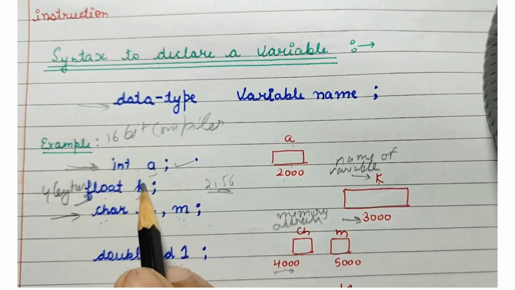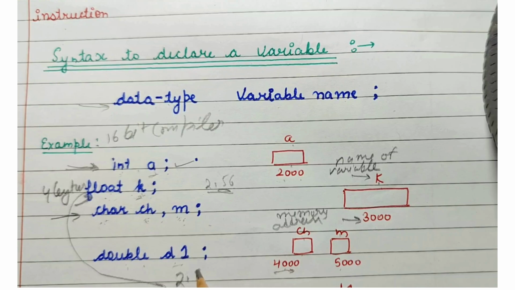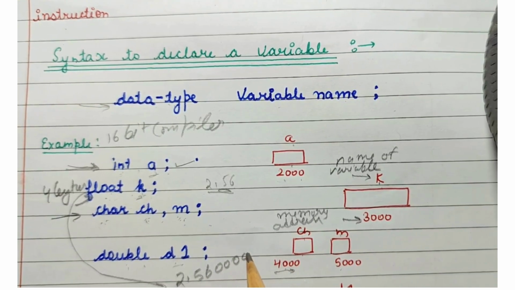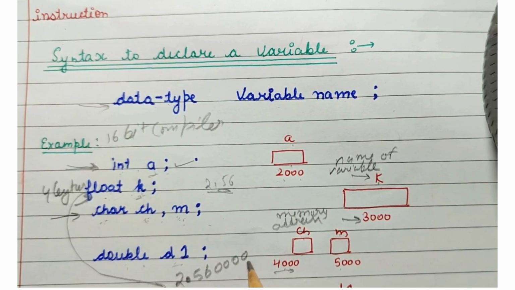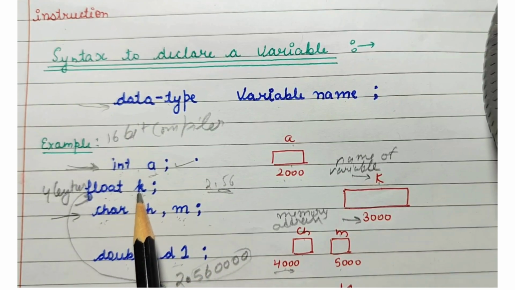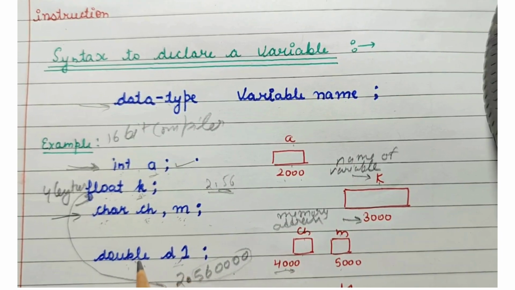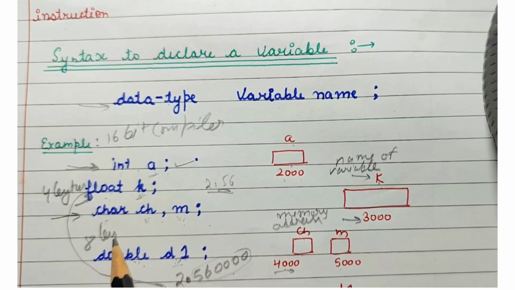If you are using a float type variable, then the value will display in this way: 2.56000000. So after the point, how many decimal values? After the point, 1 2 3 4 5 6, we have 6 decimal values, because by default the float data type stores the value up to 6 decimal points. And d1 is a variable of double data type. Now this d1 variable stores the value up to 15 decimal points, and 8 bytes of memory is allocated to this double variable.